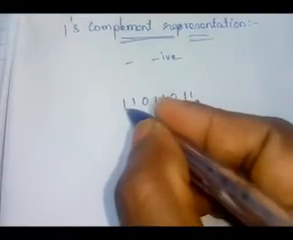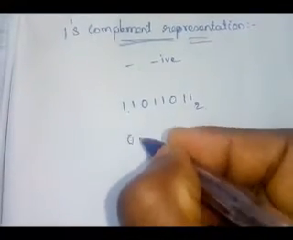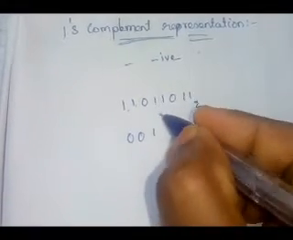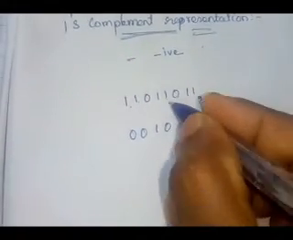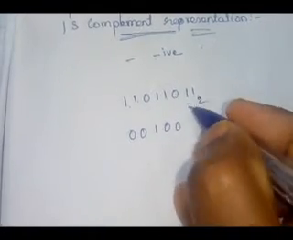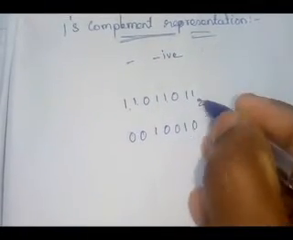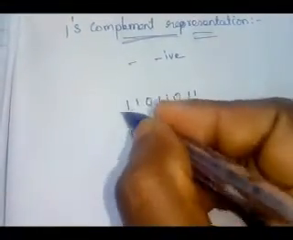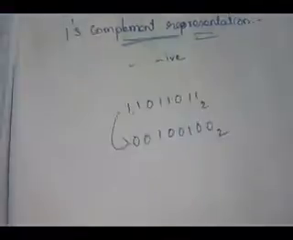See here. This 1 is changed into 0. This 1 is changed into 0. 0 is changed into 1. Then next, 1 is changed into 0. 1 is changed into 0. This 0 is changed into 1. 1 is changed into 0. This 1 is changed. This is the 1's complement of this number.